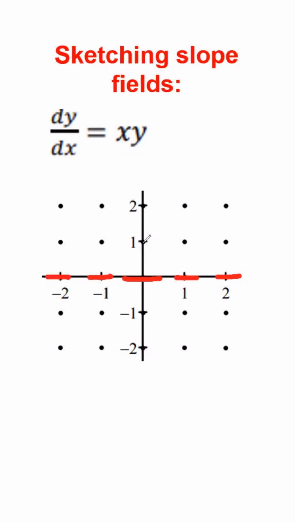Here the coordinate of this point is 0, comma 1. So plug in 0 and 1 here. So again, I will get 0. So 0 slope is basically a horizontal line.